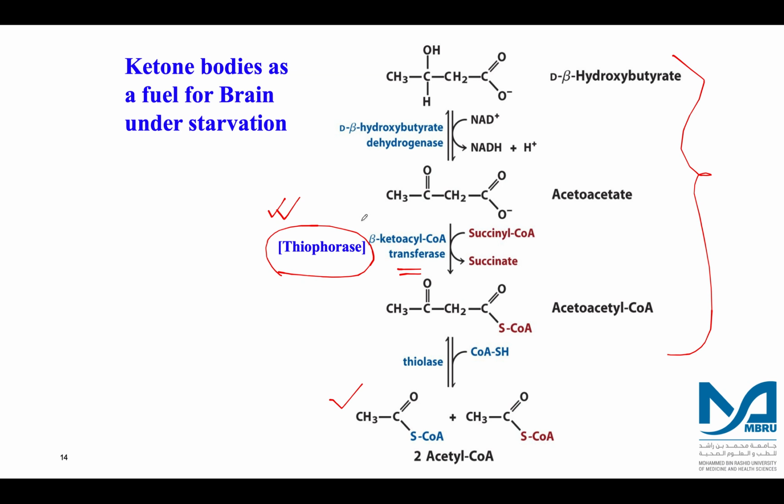Now, once this particular enzyme helps in converting the ketone bodies, that is hydroxybutyrate and acetoacetate, to acetyl coenzyme A, then the acetyl coenzyme A that is produced will go into the TCA cycle, leading to the production of ATP through the electron transport chain. Of course, acetone is not utilized by the brain because it is volatile and therefore escapes through our breath.